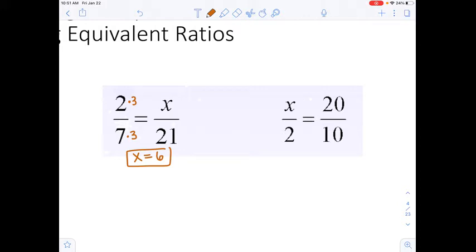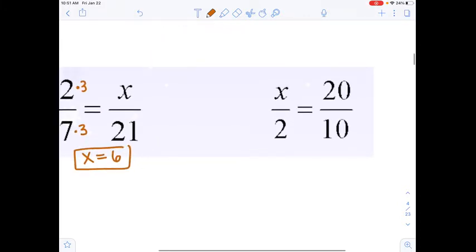Okay, then we have x over 2 equals 20 over 10. We can go either way here, right? Before we had the left side and we multiplied that to get to the right side, but we can do the same thing right to left.